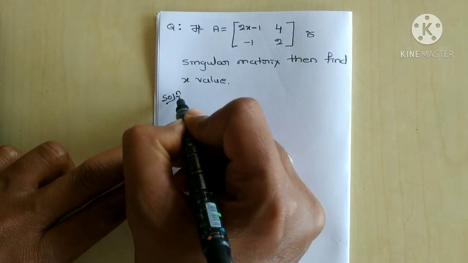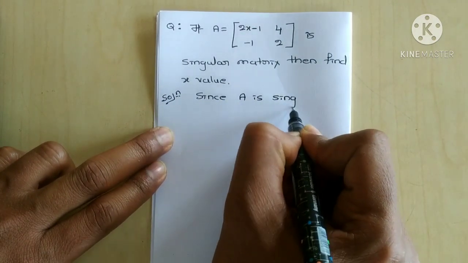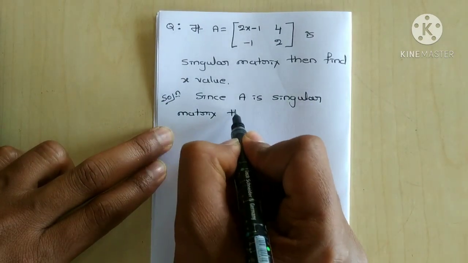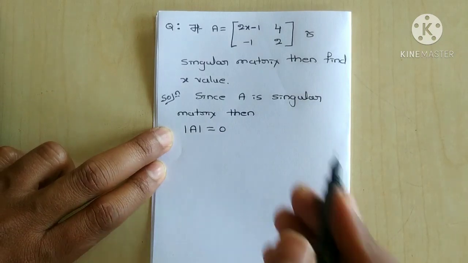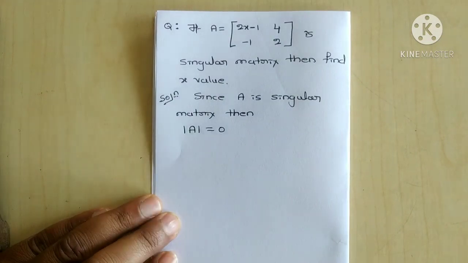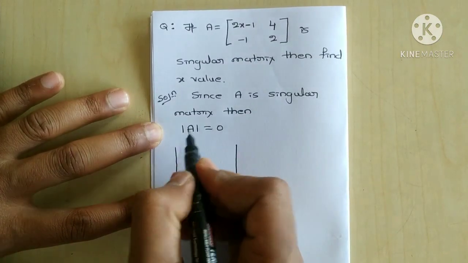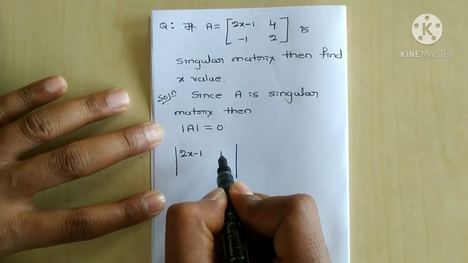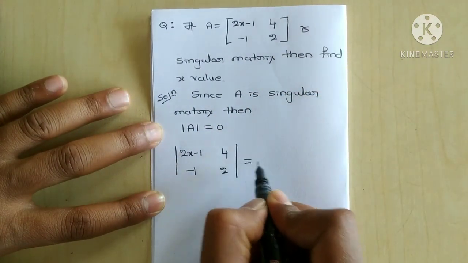Solution. Since A is a singular matrix, then what is the condition? Determinant of A goes to 0. Writing the condition alone carries 1 mark. So determinant of A is equal to 0. Keep the determinant symbol as it is. Mention the value of A, that is 2x minus 1, 4 in the first row, minus 1, 2 in the second row, is equal to 0.